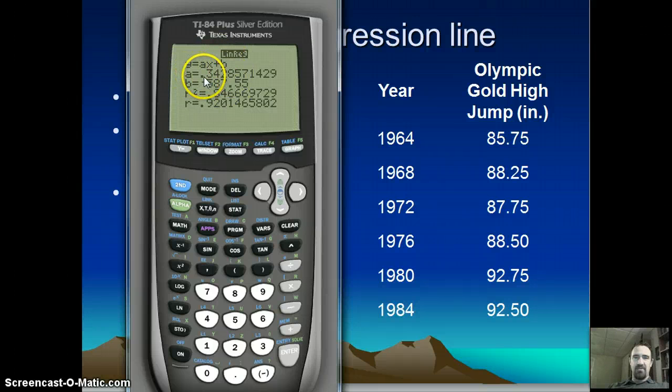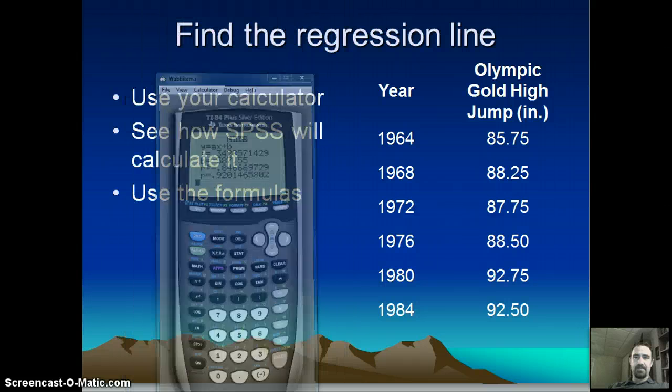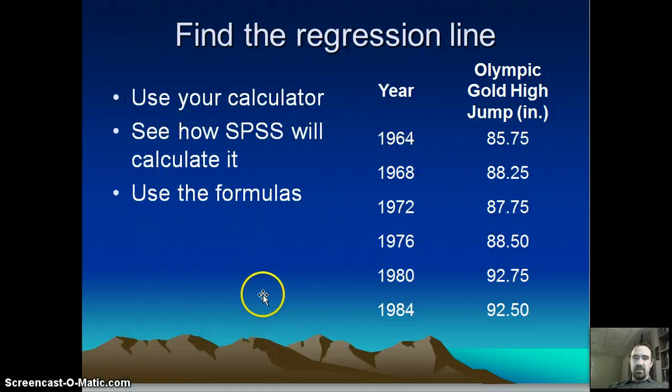And here it lists a for me, 0.34285. So my slope is this number, 0.342x, plus, and here's my intercept, negative 587. So that's how I can get my regression equation with the graphing calculator. You can see it also gives me r squared and r as well. So we get a lot of nice output here. How can we do this with SPSS?